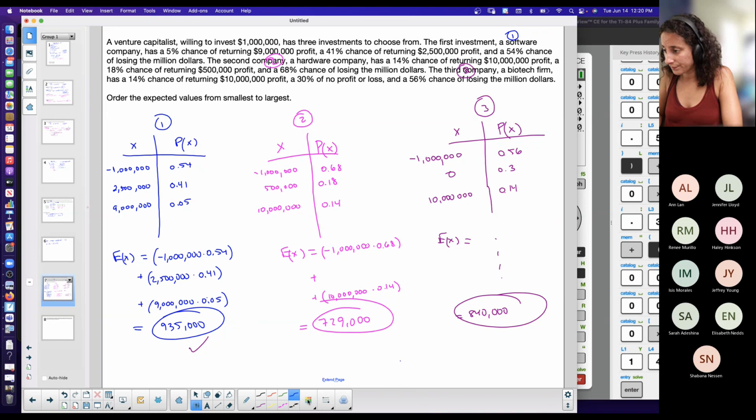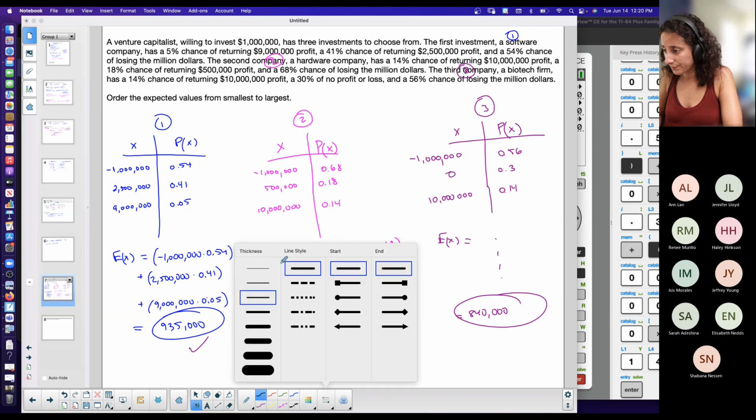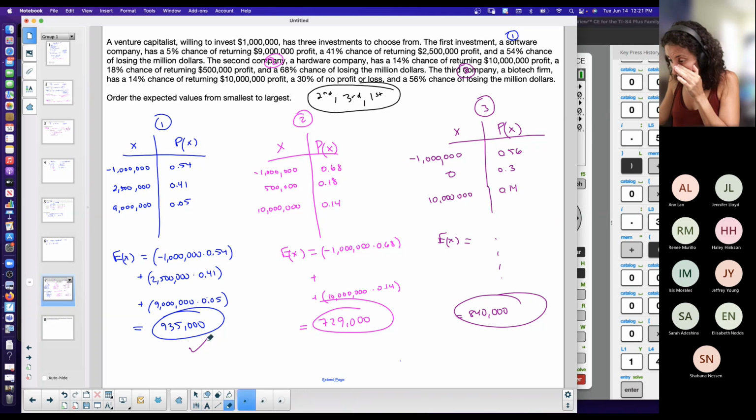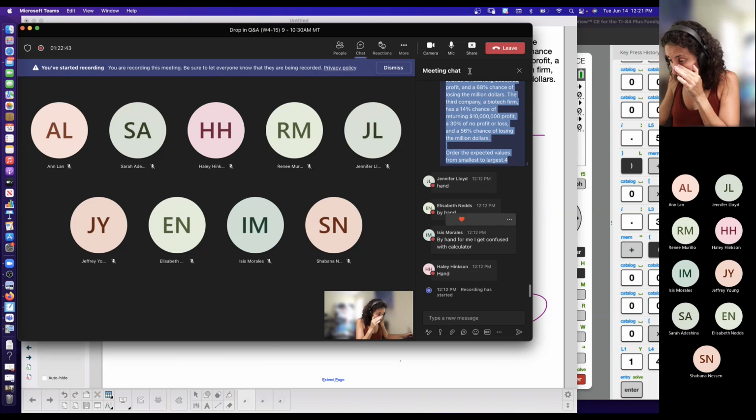So my answer here, ordering from smallest to largest, I'm gonna write it out for you, would be smallest is the second, and then third, and then first. And they have it in words, but okay. For some reason, I thought they were asking me for the best investment, but no. They're asking me just to list my expected outcomes from smallest to largest. Okay? So obviously read the question too, because I jumped to the assumption, tell me the best one.